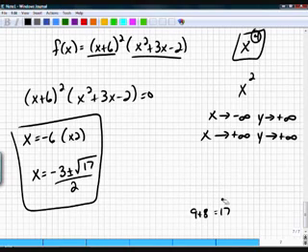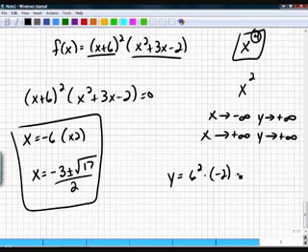How do you find the y-intercept? Plug in 0 for x, so y equals 0 plus 6 squared times 0 squared plus 3 times 0 minus 2, so 36 times negative 2. Negative 72 is your y-intercept. Any questions?